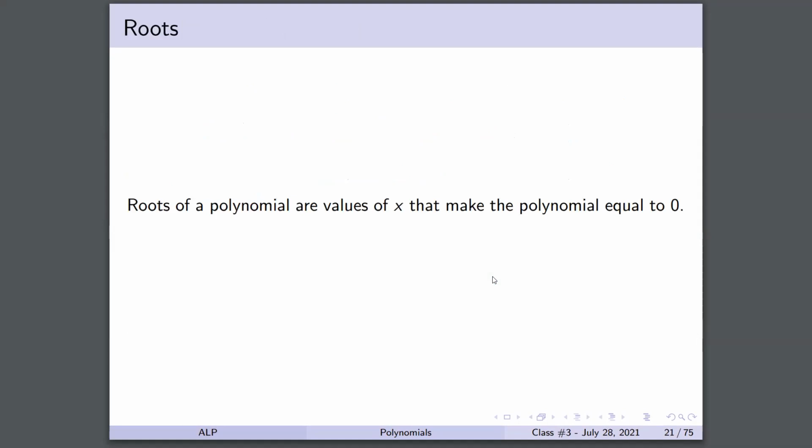Okay, so now roots. Roots of a polynomial are values of x that make the polynomial equal to 0. Now, if we can graphically define this.